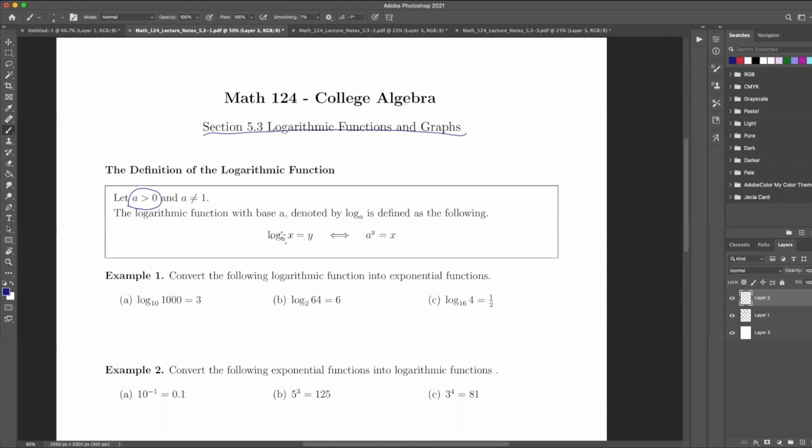That's how you say that. Log base a of x is equal to y. And that is the same thing as asking, is a to the y equals x.